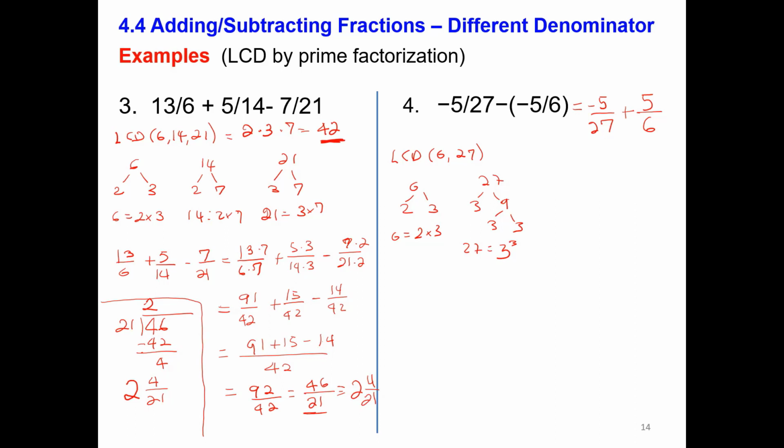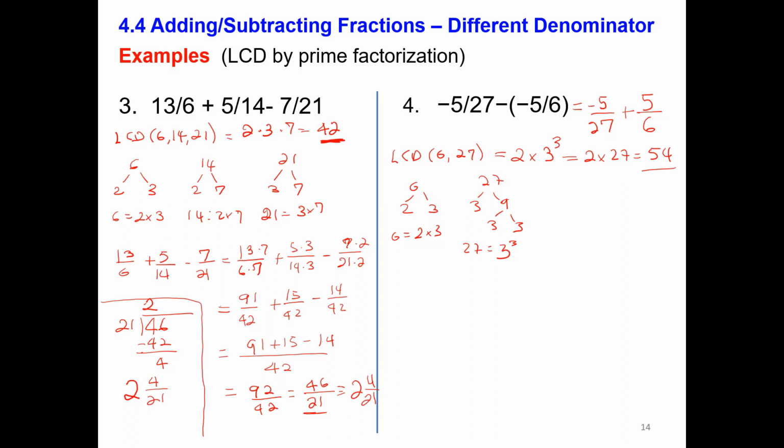Now let's find the LCD. The LCD equals all the factors, 2 and 3. Now 3 is to the first power and to the third power, so we select the larger power. Finally, the LCD equals 2 times 3 to the third power. 3 times 3 is 9, 9 times 3 is 27, and this one is 54. And the LCD is 54.